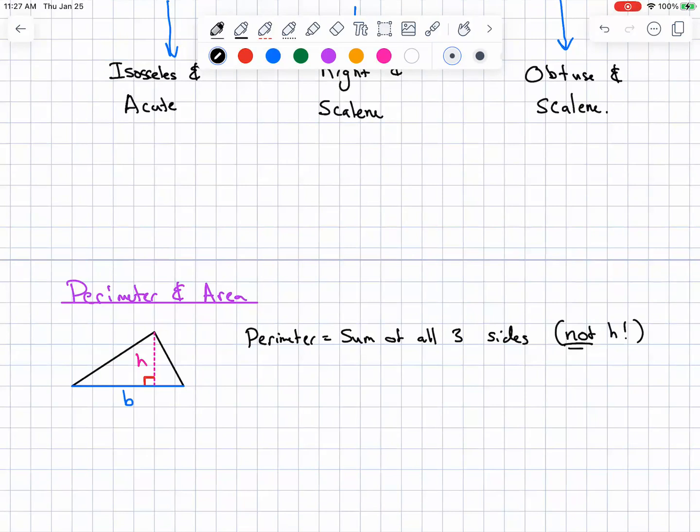It is just a measurement that we use for area, because area is equal to 1/2 the base times the height. Or more mathematically saying, 1/2 B times H. So the base is always perpendicular to the height when you're calculating it.